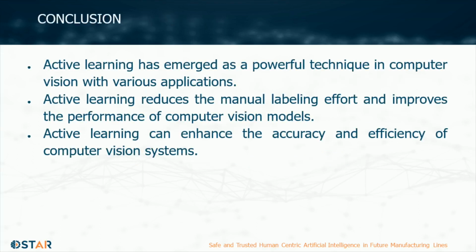Conclusion. Active learning has emerged as a powerful technique in computer vision with various applications. By selectively choosing the most informative samples for annotation, active learning reduces the manual labeling effort and improves the performance of computer vision models. Whether it is semantic segmentation, object detection, image classification, anomaly detection, image retrieval, or semi-supervised learning, active learning can enhance the accuracy and efficiency of computer vision systems.